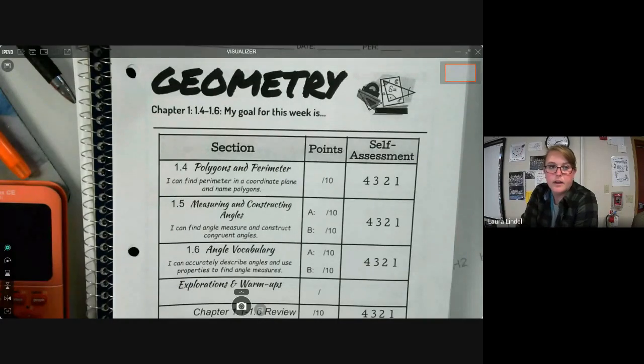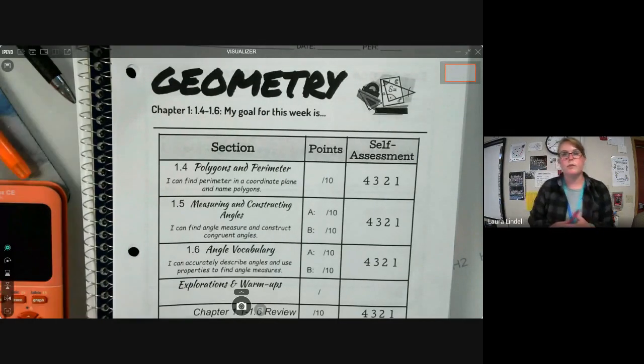Hey everyone, today we are continuing with 1.4. So 1.4 was all about polygons and perimeter in the coordinate plane. Yesterday we did naming polygons. You did a little bit of notes on that, but you also did a quick IXL section to make sure we know the names of shapes.